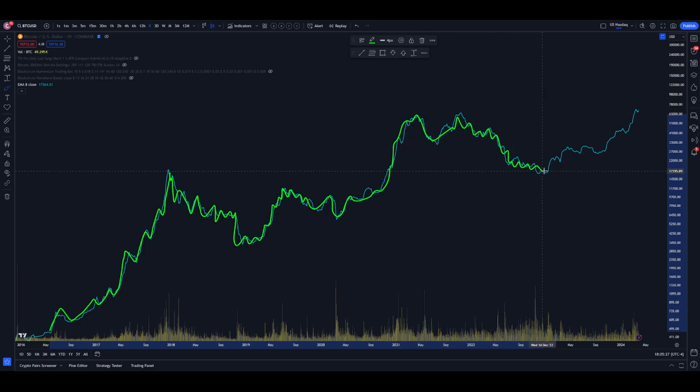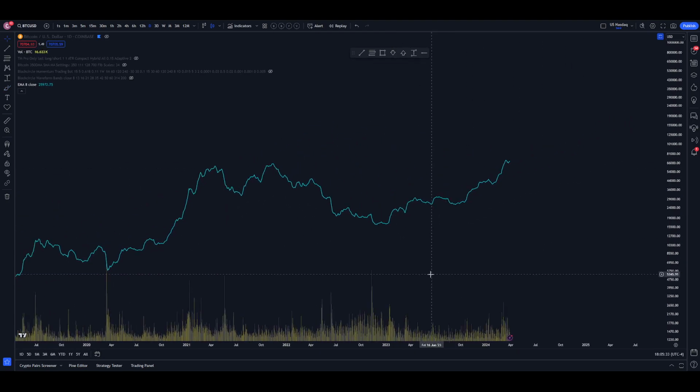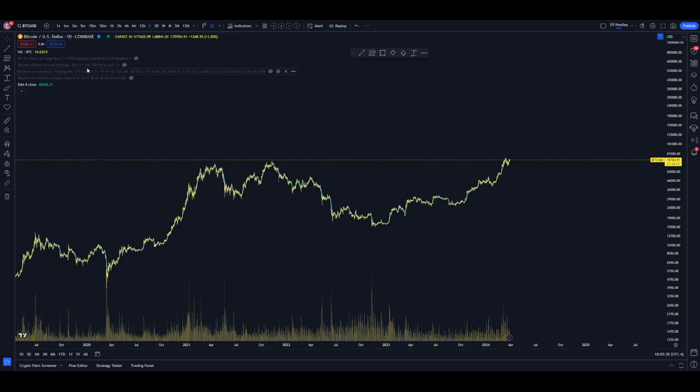Now you want to be a buyer. Now you want to stay on the sidelines. Now you want to be a buyer, right? This is going to be one of the most important tools for us. Okay, it's going to give us simple trend direction without even really having to think.